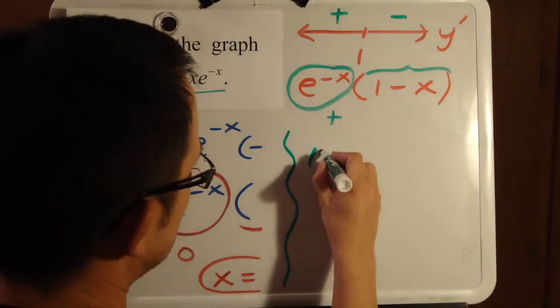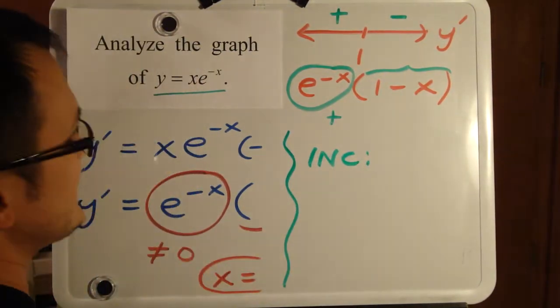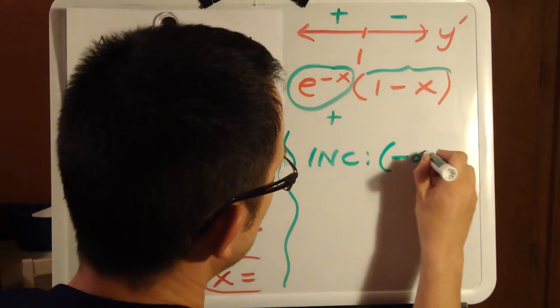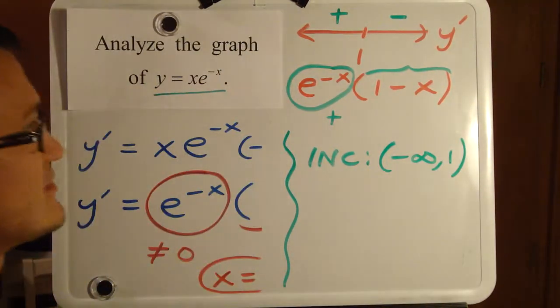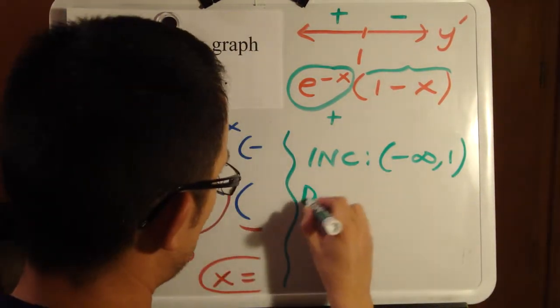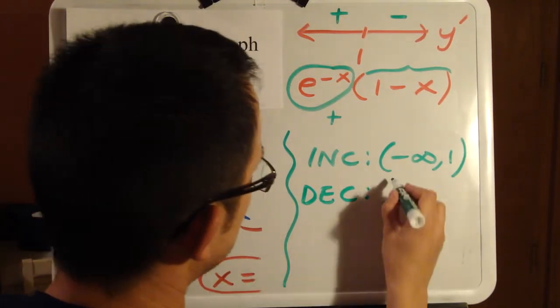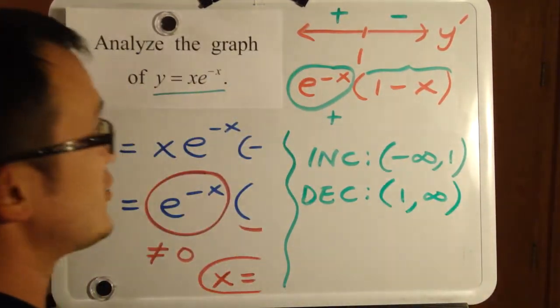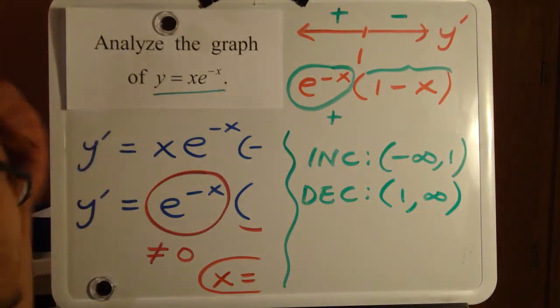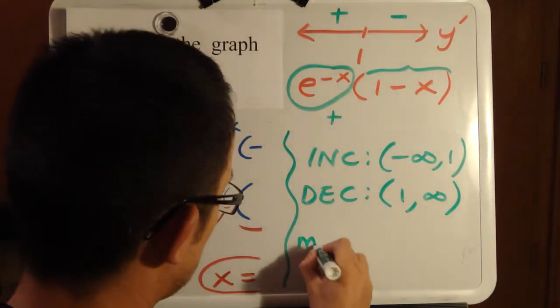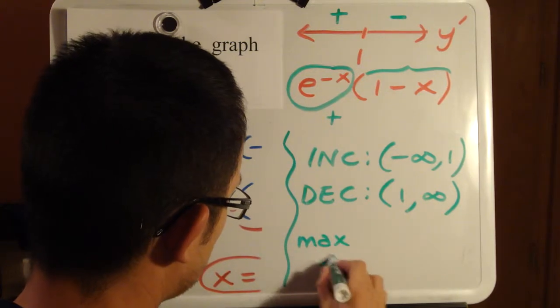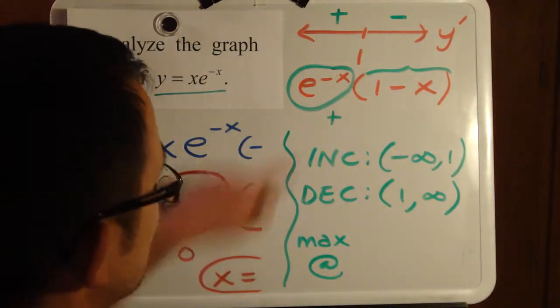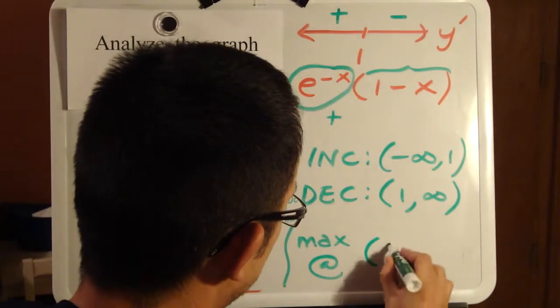So summarizing here, the function is increasing from negative infinity to 1, that's to the left of 1, and then it's dropping, decreasing from 1 onward, so from 1 to infinity. By the nature of this, we have a relative maximum. So we're going to have a maximum at a certain location, and that's going to be right at 1.